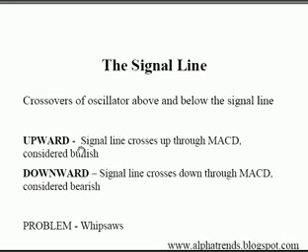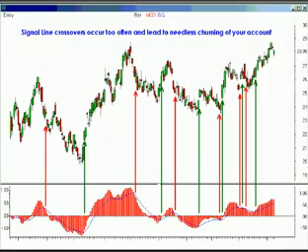An upward signal line cross through the MACD is considered bullish. A downward cross through the MACD is considered bearish. The problem is you're going to see a lot of back and forth action, exposing your account to a lot of unnecessary trades and whipsaws.